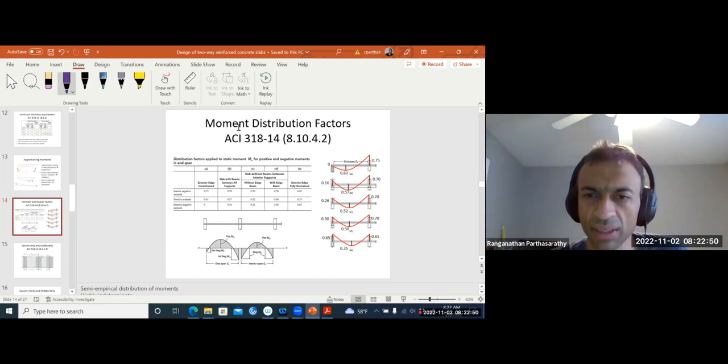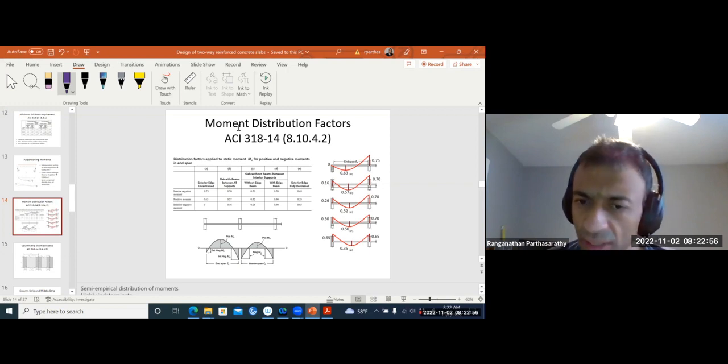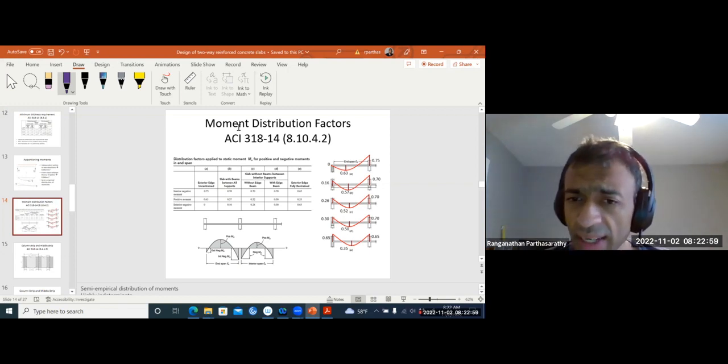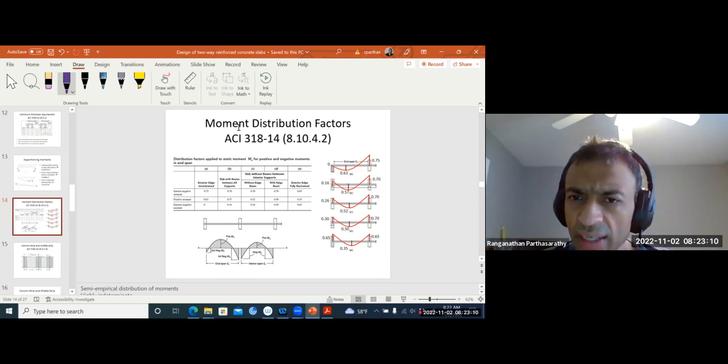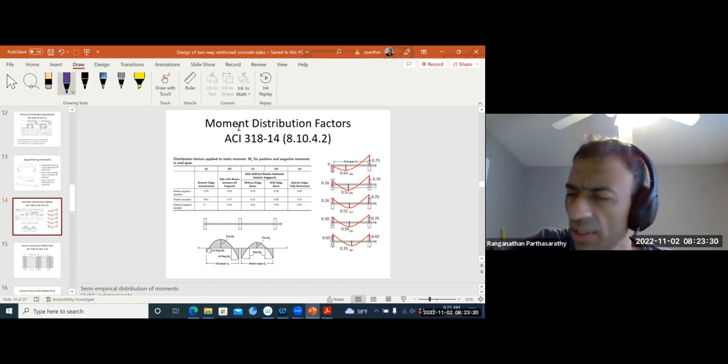So the first step in the direct design method is to get some values for the positive and negative moments, and this is based on the distribution factors again. Now, based on end conditions, we can assign from M naught. So M naught will just be WL square by 8. And now W is, you will take as... yeah, I'm just coming to that. What is M naught?